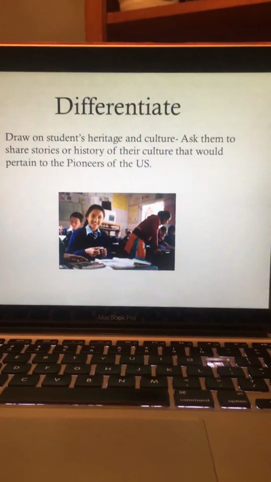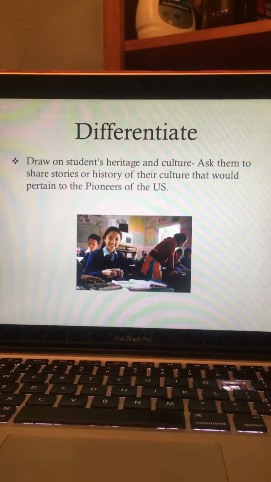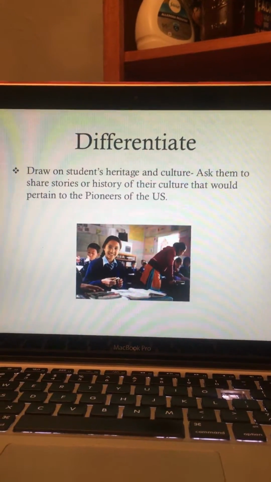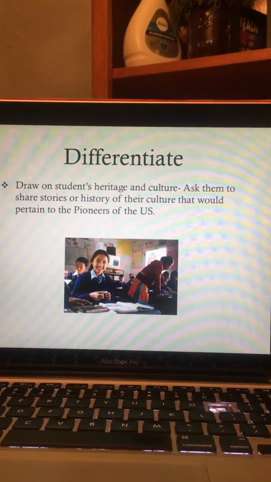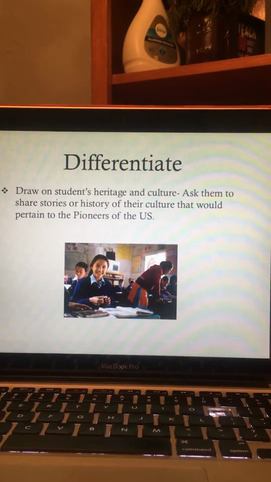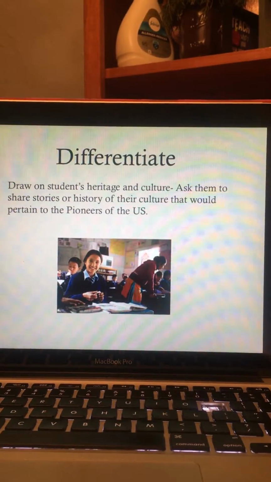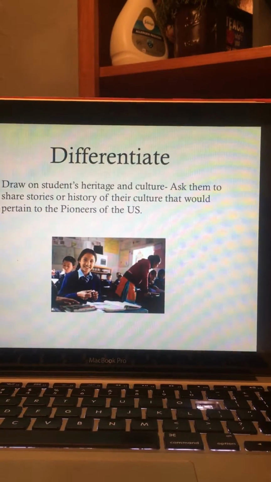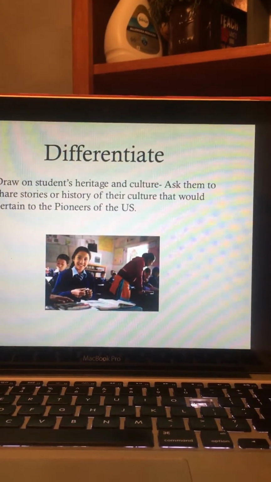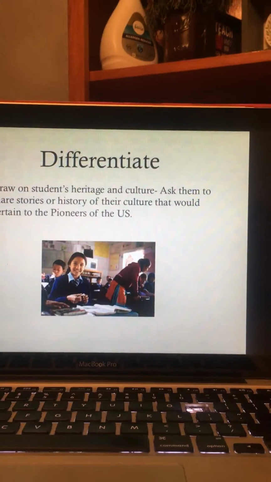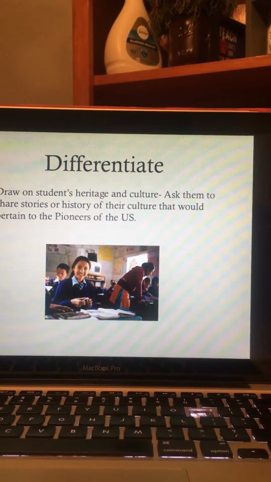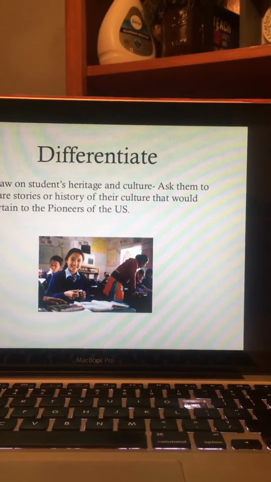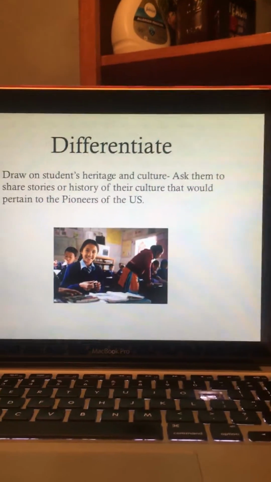I do apologize. To differentiate this lesson for Lily, I would draw on her heritage and culture. So I would want to relate this topic to her past home life, to the country she used to live in. I want to make it relatable for Lily so she can get an understanding and be able to learn and understand this topic and this idea. So I would ask her to share stories of her culture or the history from her culture that would be similar to that of the pioneers.